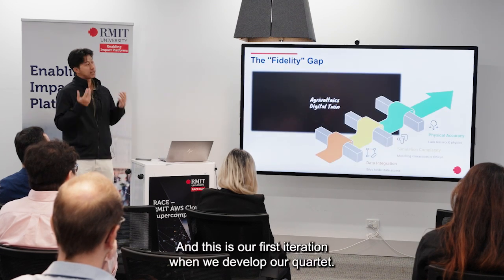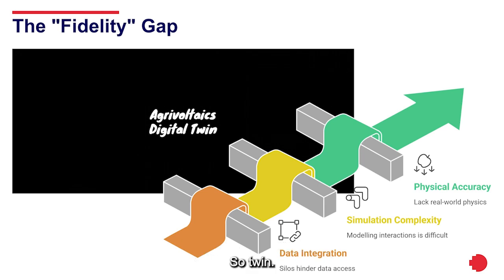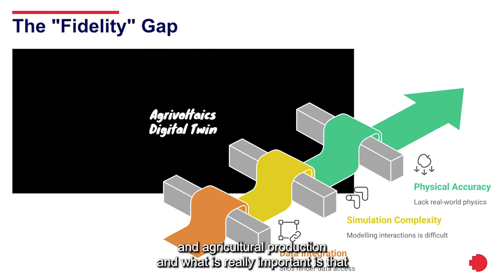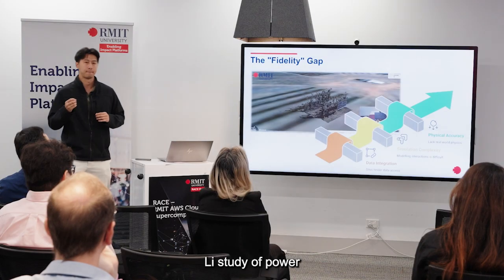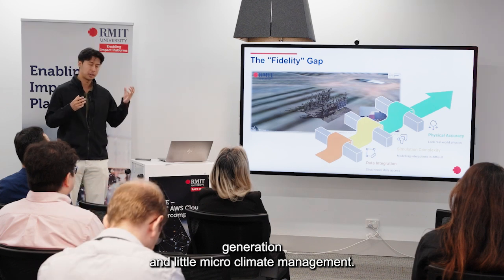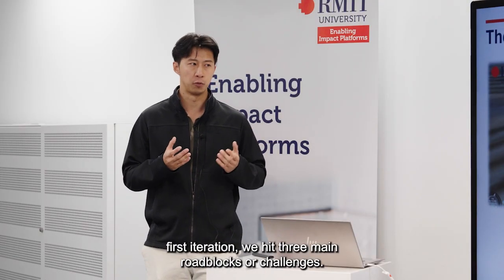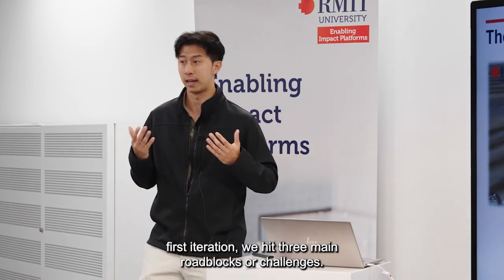This is our first iteration, when we developed an Agrivoltaic digital twin. Agrivoltaics is the co-location of PV systems and agricultural production, and what is really important is the study of power generation and microclimate management. When we were developing this first iteration, we hit three main roadblocks or challenges.